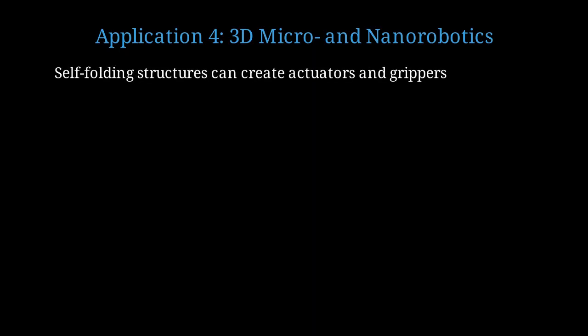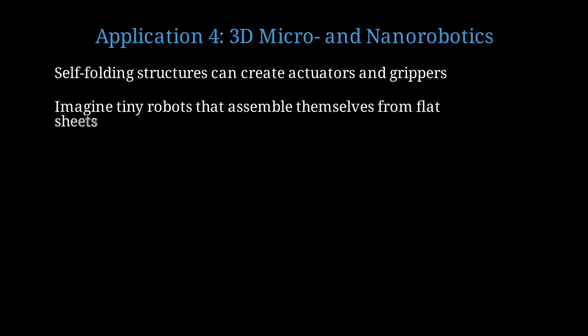Fourth, three-dimensional micro and nanorobotics. This is perhaps the most futuristic application. Strain-programmed self-folding can create actuators, grippers, and other robotic components at the microscale. Imagine tiny robots that start as flat, lithographically patterned sheets and then fold themselves into functional three-dimensional machines when triggered by chemical or thermal stimuli.